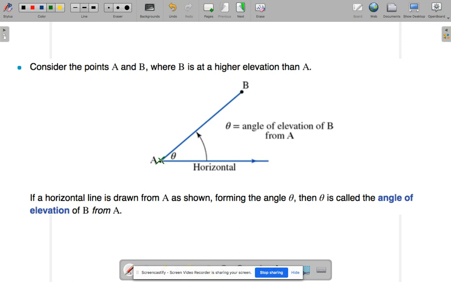So if you were standing here and looking straight ahead, the number of degrees you have to lift your eyes to observe an object over here, that would be the angle of elevation. Okay, so it makes an angle with the horizontal, and it's that angle in there, as you can see from the diagram.